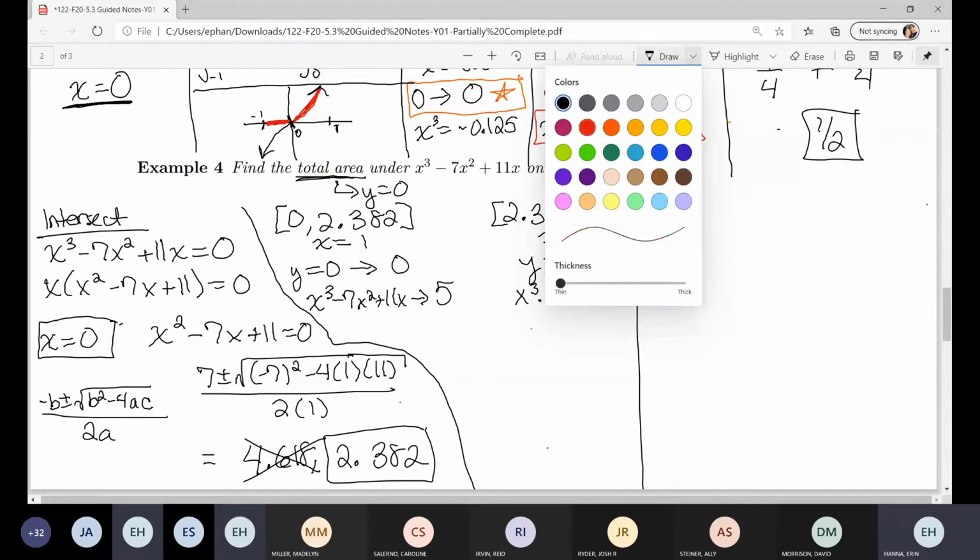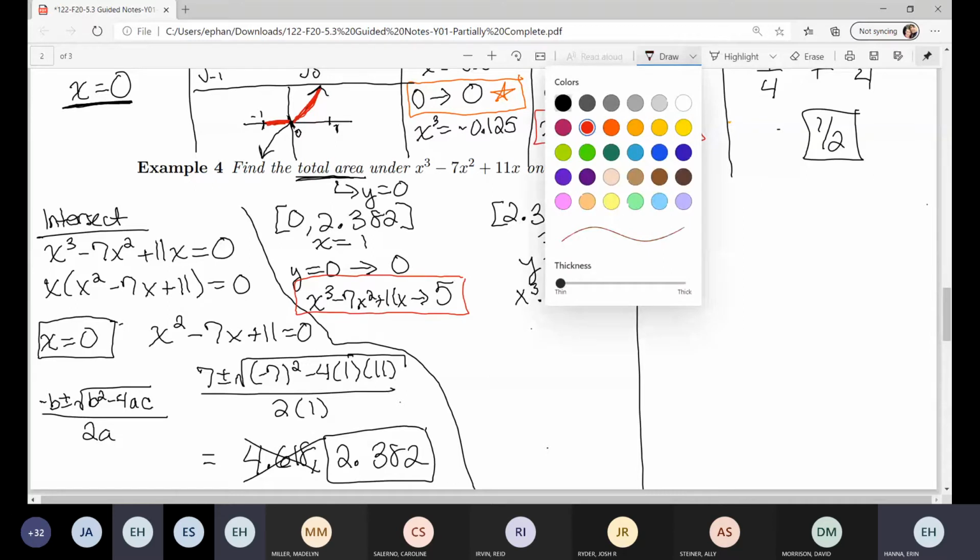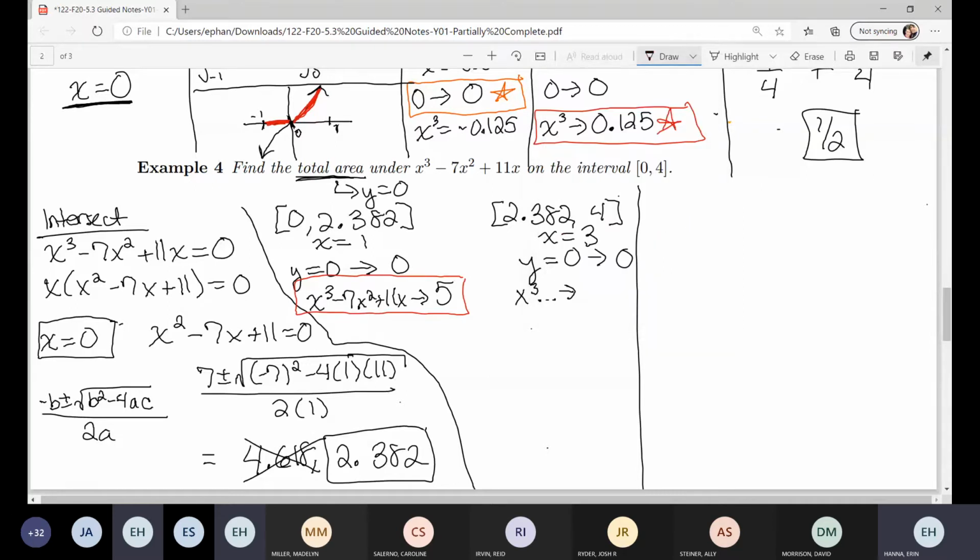Which number is larger, 0 or 5? 5 is, so the x cubed function is going to be on top there. And then if we plug in 3, so essentially 3 cubed minus 7 times 3 squared plus 11 times 3, that will give us negative 3. Which number is larger, 0 or negative 3? 0 is larger, so y equals 0 is going to be on top in the second interval.